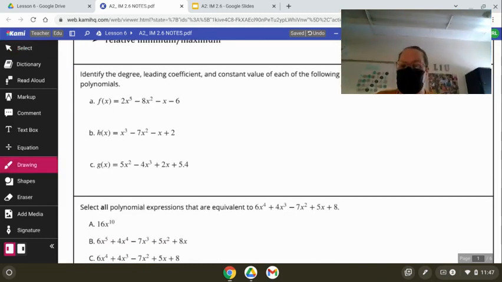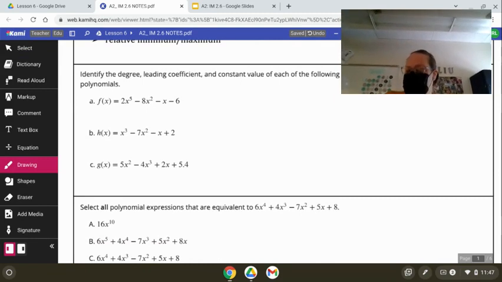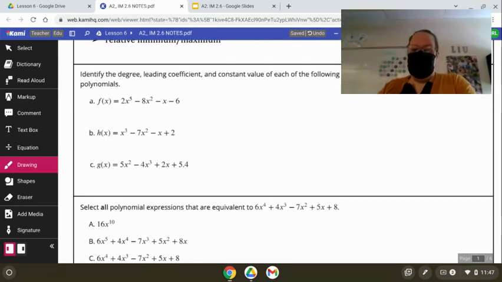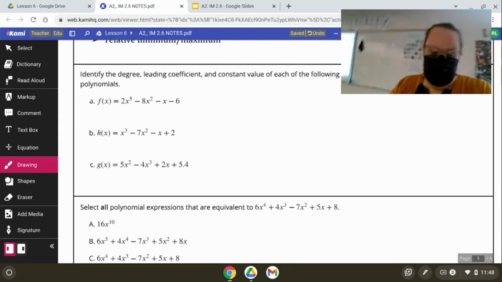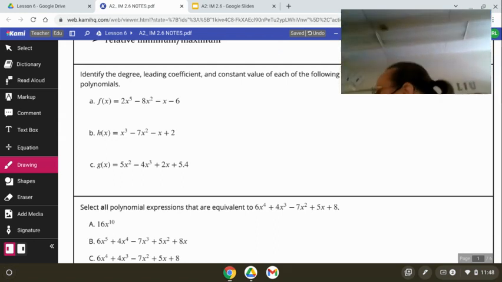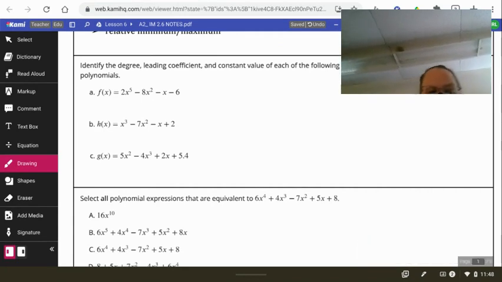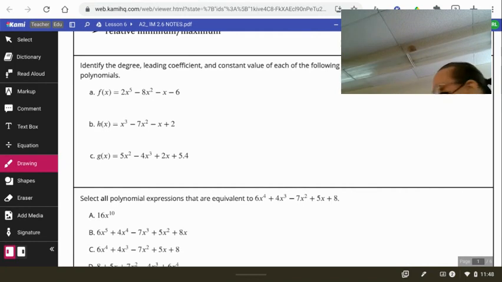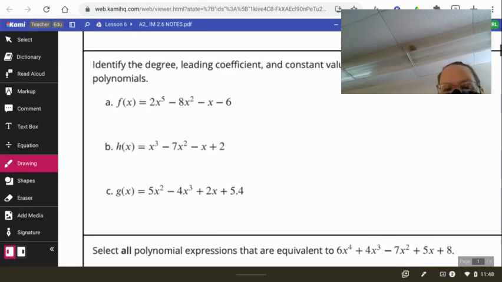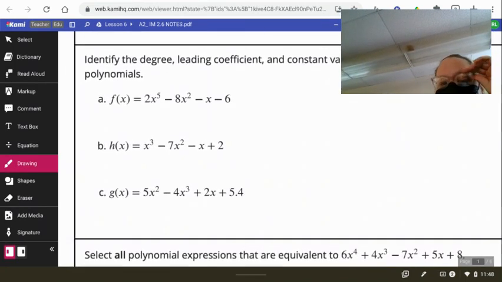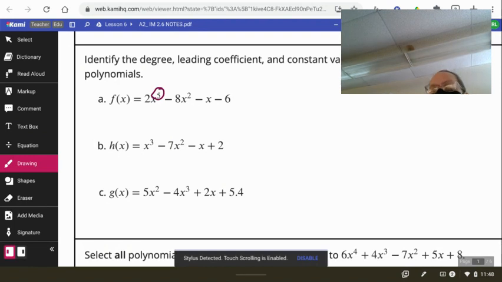So the first one we're going to look at is asking about the degree, the leading coefficient, and the constant of each of these. Okay, so let's start with this one. Who can tell me in letter A, what is my degree? What is the degree for this one? Ezzy, what is it? 5, right? Our degree is always that largest exponent.